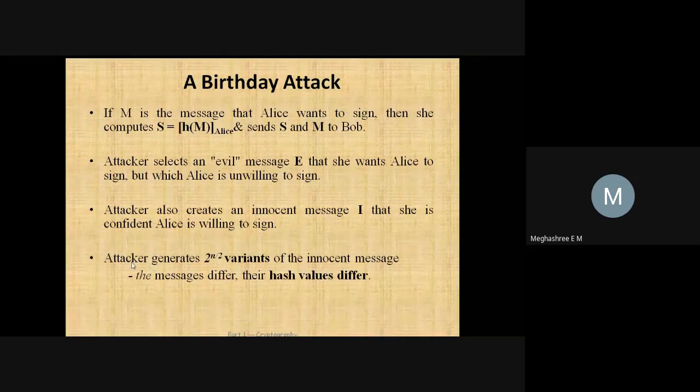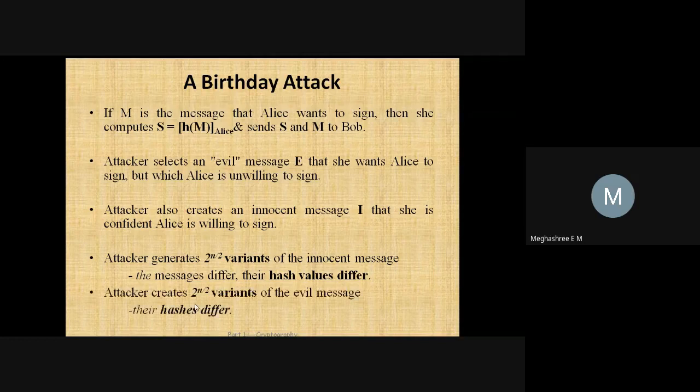Next, as we discussed in the previous slide, 2^(n/2) variants are possible, right? So these many different messages can be generated. Similarly, the attacker generates 2^(n/2) variants of innocent messages, that means different messages which are in favor of Alice. If you send such messages, obviously she'll sign them. So such messages, 2^(n/2) variants, are created.